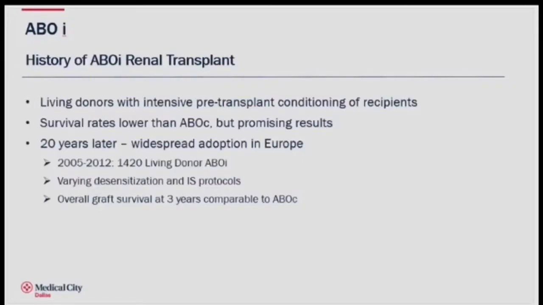The next slide outlines the history of this type of transplant and desensitization. I want you to pay special attention to noticing that after 3 years, there's no difference in the success of an ABO incompatible transplant with a compatible transplant using desensitization.